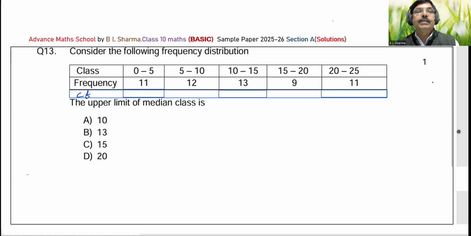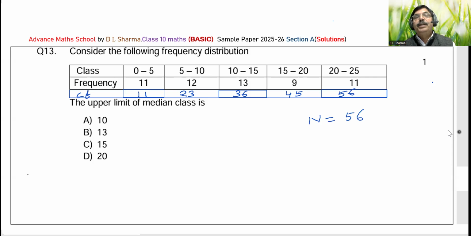Write cumulative frequency: 11 plus 12, that is 23. 23 plus 13, 36. 36 plus 9, 45. 45 plus 11, 56. The sum of all frequencies is 56. What is n? n is equal to 56.